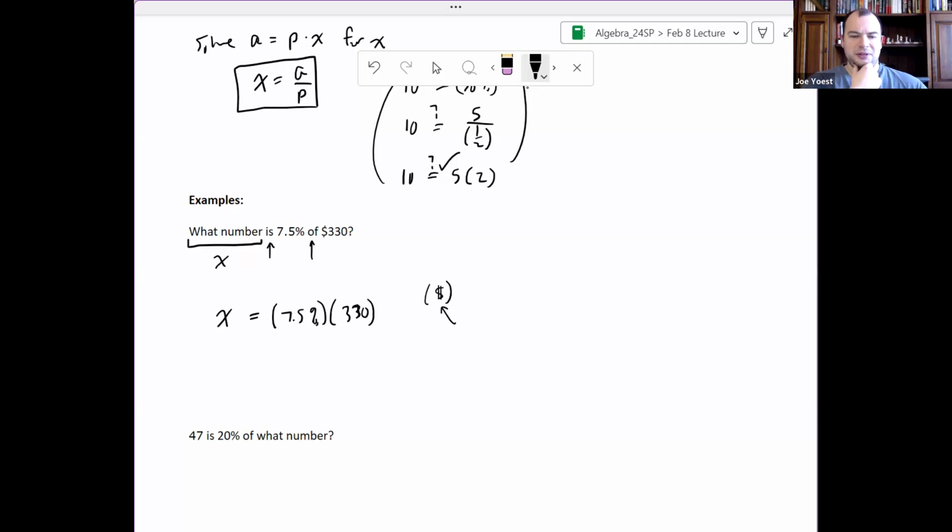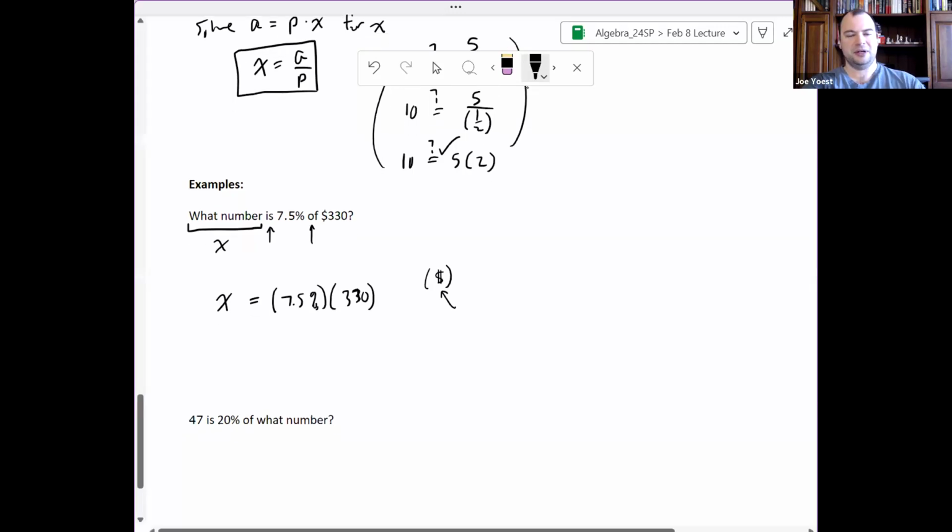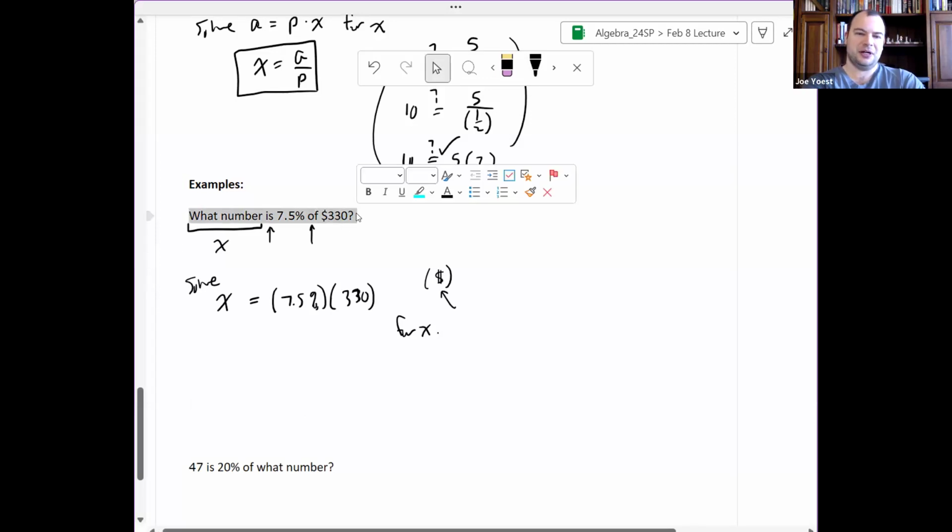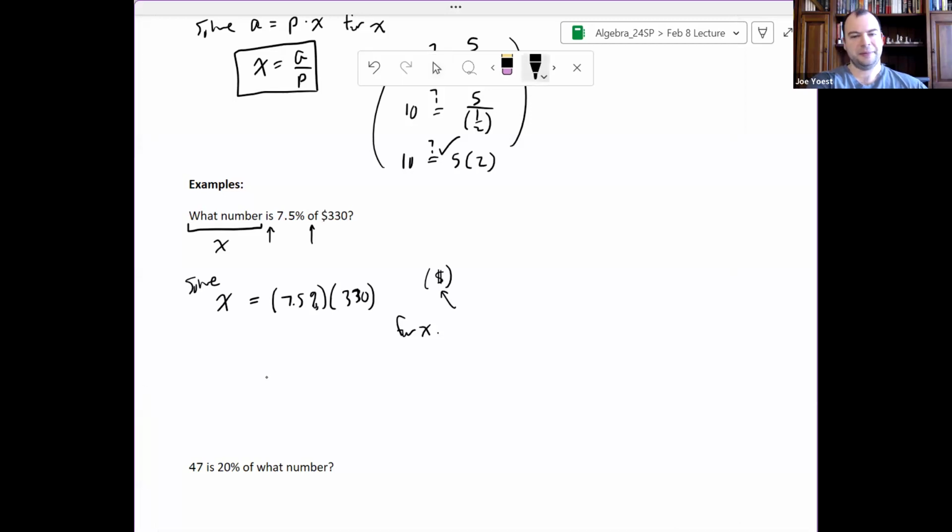Okay, so this is in a sense the easiest of the three. I want to solve this for X, but I already have the variable isolated. It's already solved for X. So really, I just need to simplify here. The crux of this problem, the most difficult part, was taking the words and translating it into an equation. I didn't really need to do any equation solving steps. I just need to simplify.